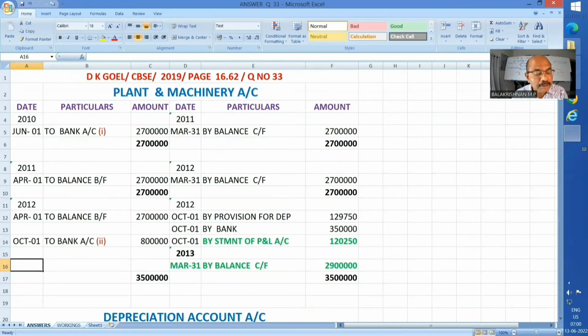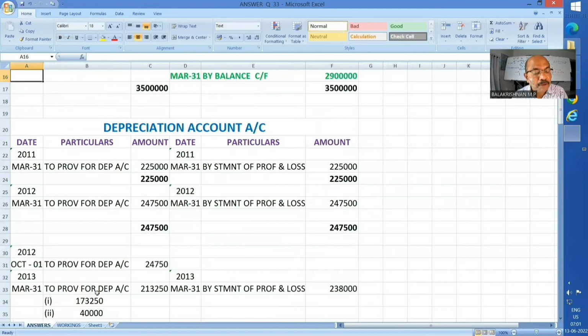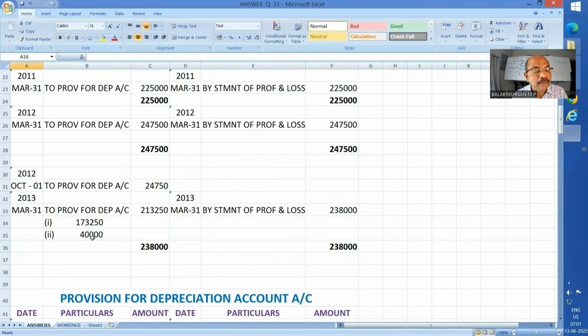For that, we also have to calculate depreciation in respect of machine 2. 8 lakhs into rate into 6 by 12, because it is 6 months only, from October 1st to March, 6 months is sustained. That happens to be 40,000. So that also we have to account here. So total depreciation for the year is 2,13,250.